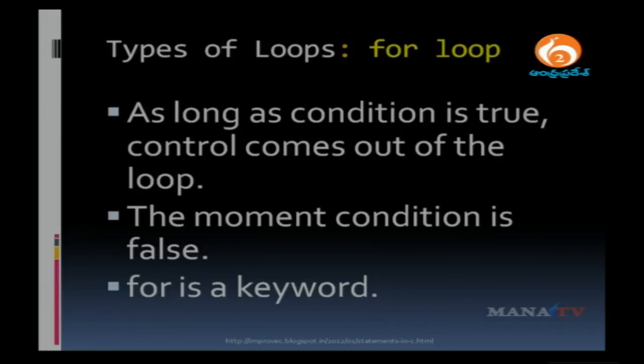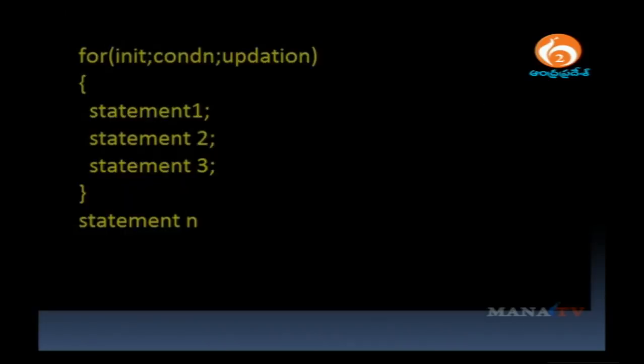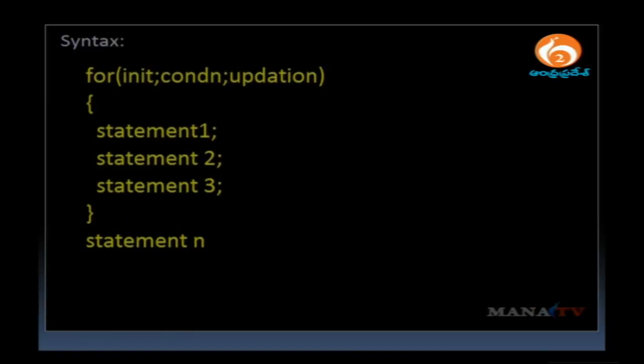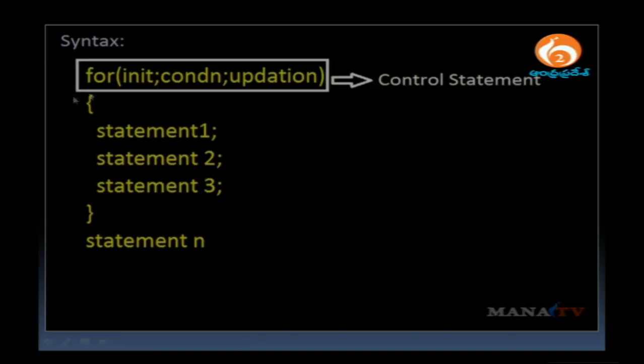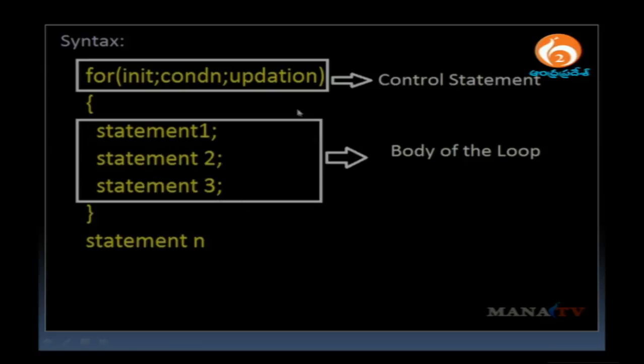And for is a keyword. This is the syntax of the for loop. First, this heading here is nothing but the control statement. This is the body of the for loop.